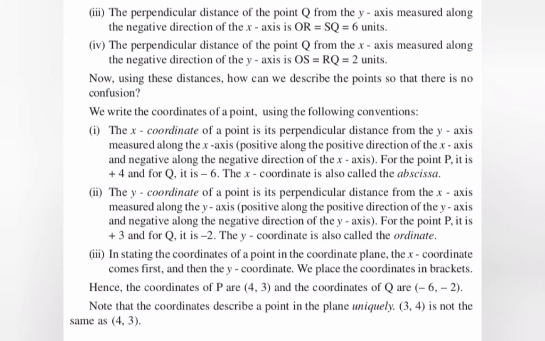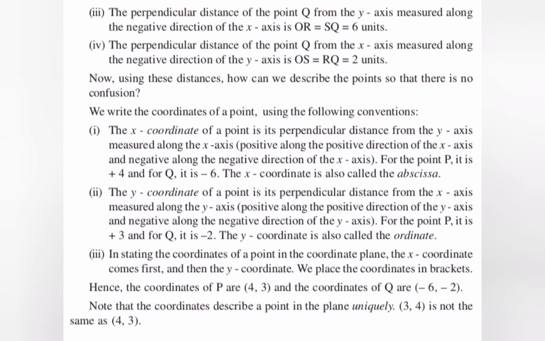In stating the coordinates of a point in the coordinate plane, the x coordinate comes first and then the y coordinate. We place the coordinates in brackets. That is the method of writing the coordinates. So first we will write the x coordinate, then the y coordinate within brackets. Hence the coordinates of P are (4, 3) and the coordinates of Q are (-6, -2). It is an ordered pair, which we write enclosed in brackets.